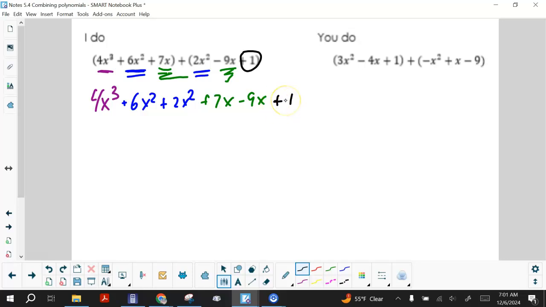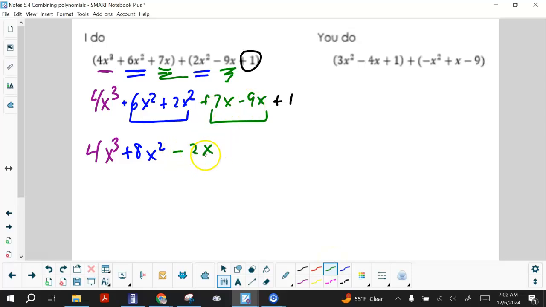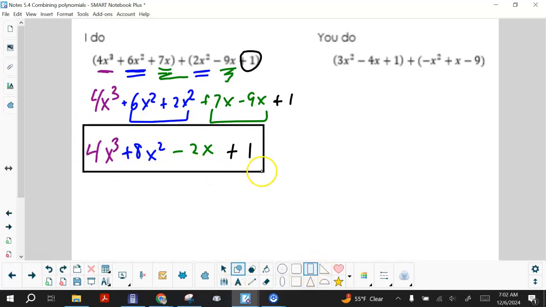Notice how I put them together. If I'm going to organize these according to their exponents, there's only two that we're actually going to combine. So we're going to end up here with 4x to the third, a positive 8x squared, and then a negative 2x with a plus 1. And this is my standard form answer with that polynomial added together. Take a moment and see if you can try the next one.